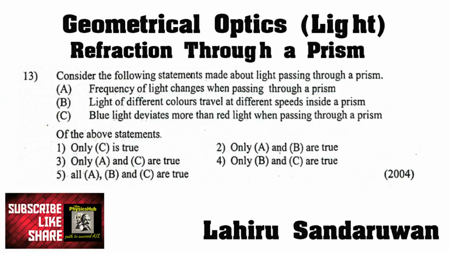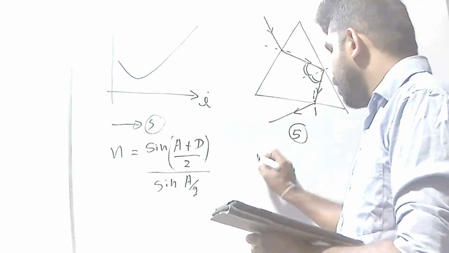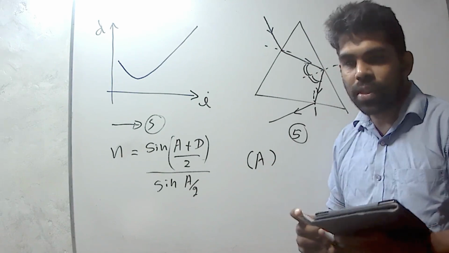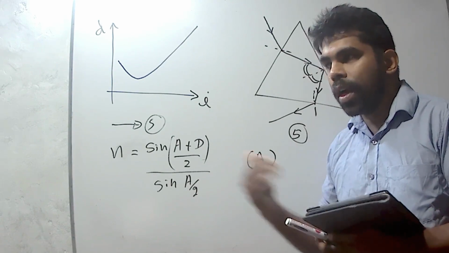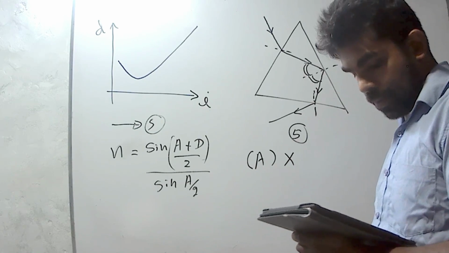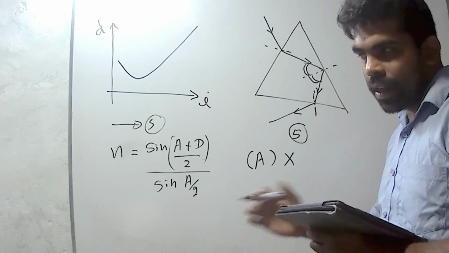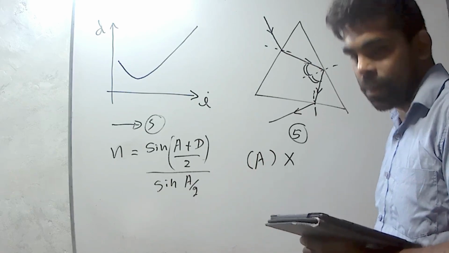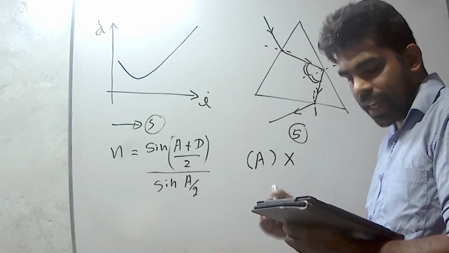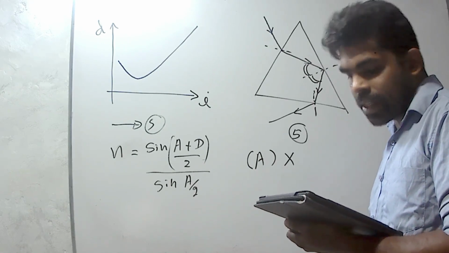Consider the following statements made about light passing through a prism. A. Frequency of light changes when passing through a prism. We know that frequency of a wave is depending only on the source. It is not depending on the corresponding medium. Therefore, it is false. Frequency is not changing with medium or if it is passing through a prism. Then B. Light of different colors travel at different speeds inside the prism.